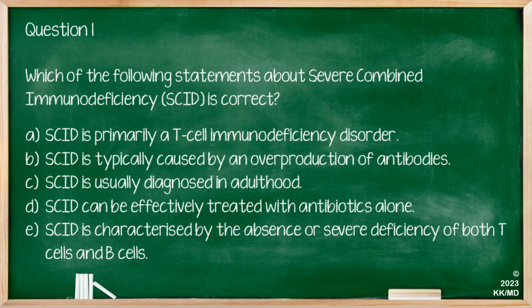So the correct answer in here is option E, which is characterized by the absence or severe deficiency of both T and B cells. Recall that from our discussions earlier, this involves both T and B cells. Therefore, option A is incorrect. This is not something related to the production of antibodies and is frequently diagnosed in childhood. And as we discussed, the management is not going to be surrounding antibiotics alone. You need to be thinking about the immediate management versus long-term management, as we discussed earlier.